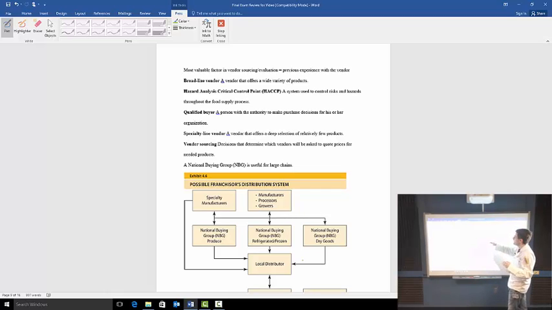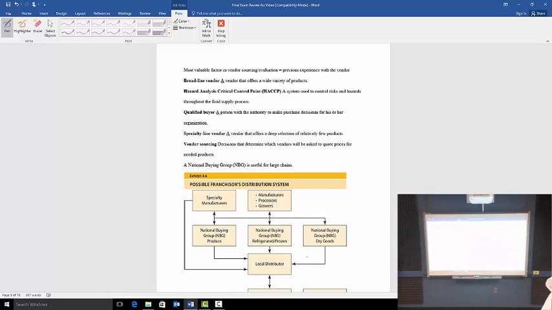But when a person is a qualified buyer, they are acting as an agent of the operation, which means that any deal they enter into is a binding contract. And then lastly, our actual definition of vendor sourcing is decisions that determine which vendors will be asked to quote prices for needed products. We're not going to go through vendor sourcing for someone who's already an approved vendor. This is when we're trying to bring in new vendors to the operation.